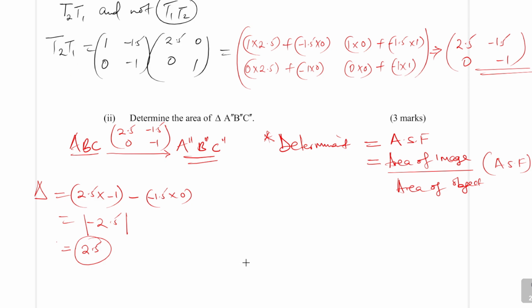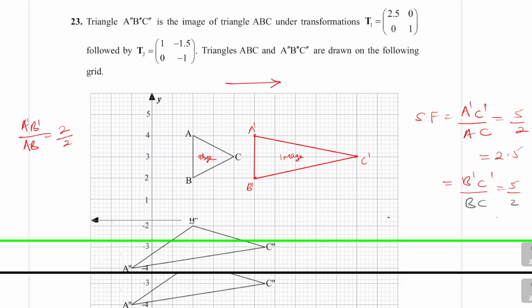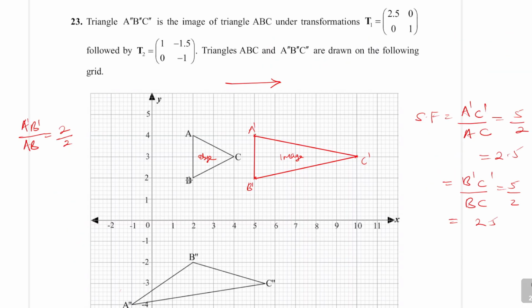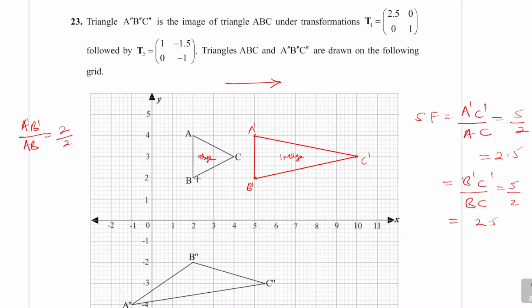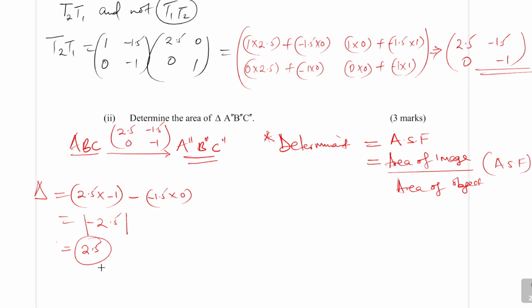So now, how do we get the area of the object? The area of the object is very easy to identify. The object is triangle ABC. For that triangle, we can calculate the area by simply using a half base times height.